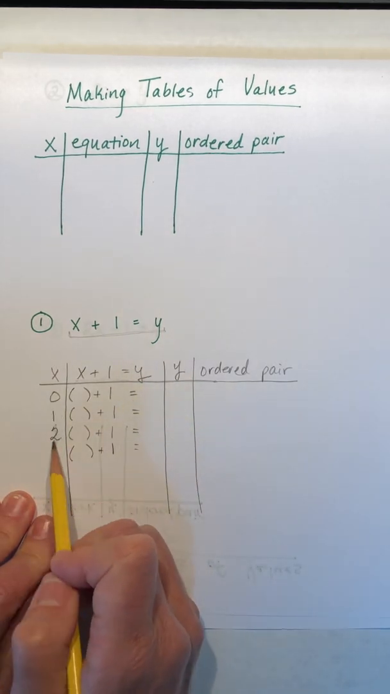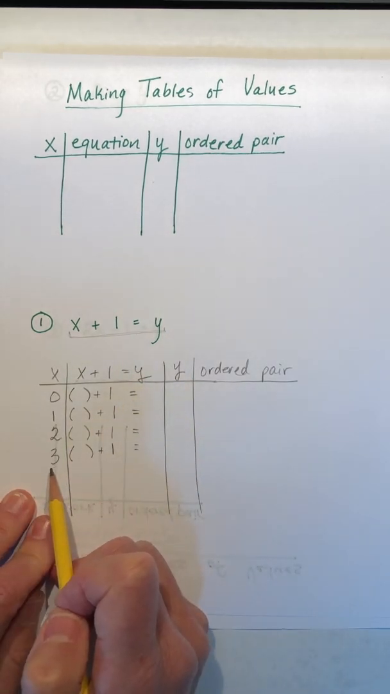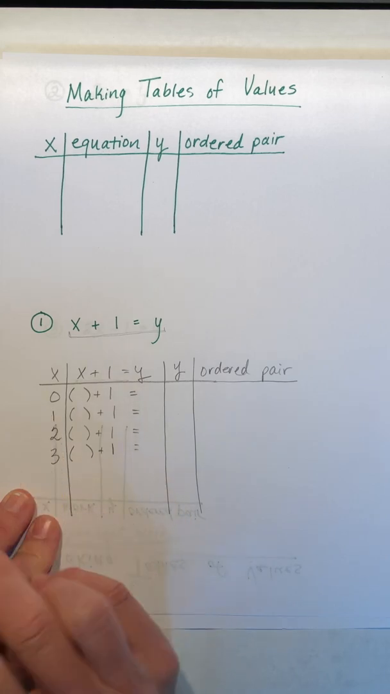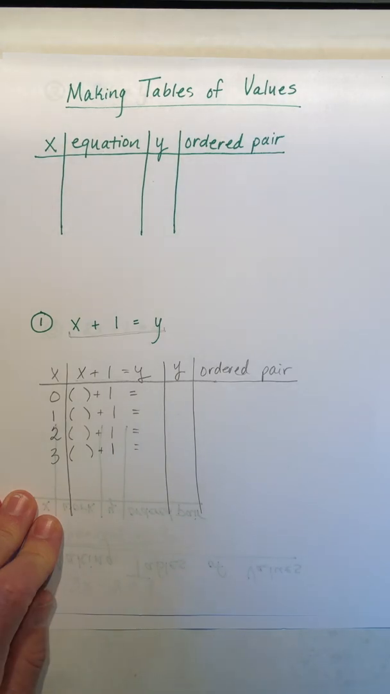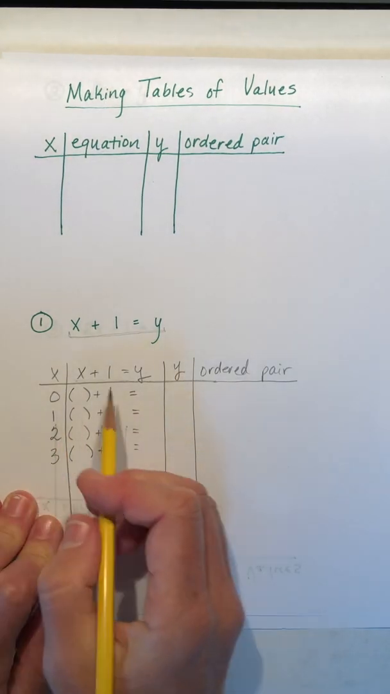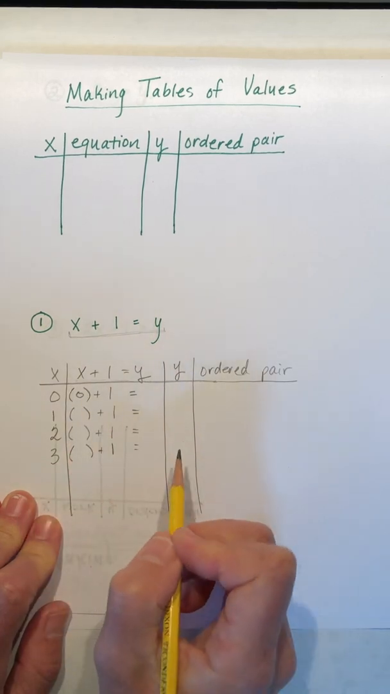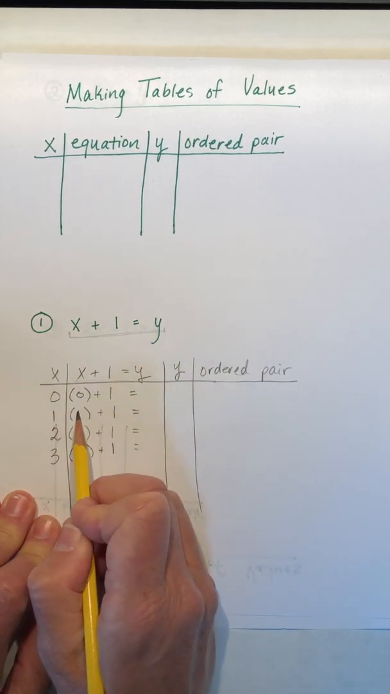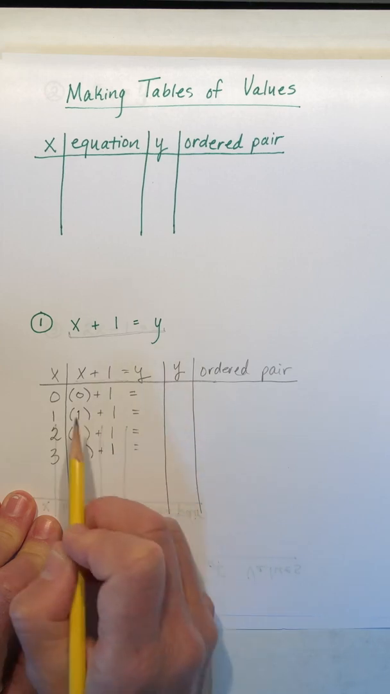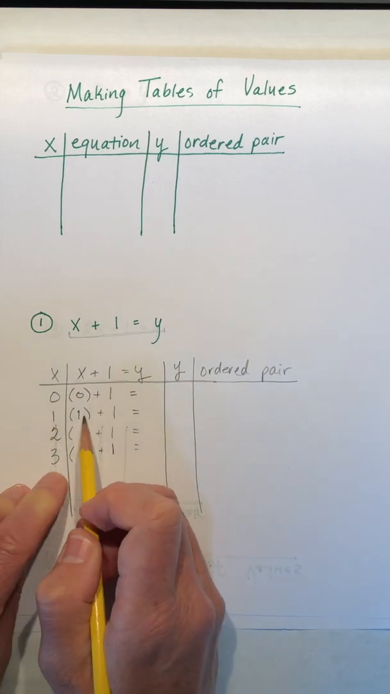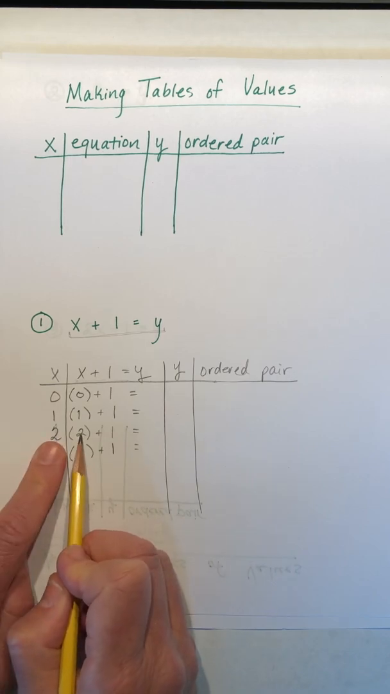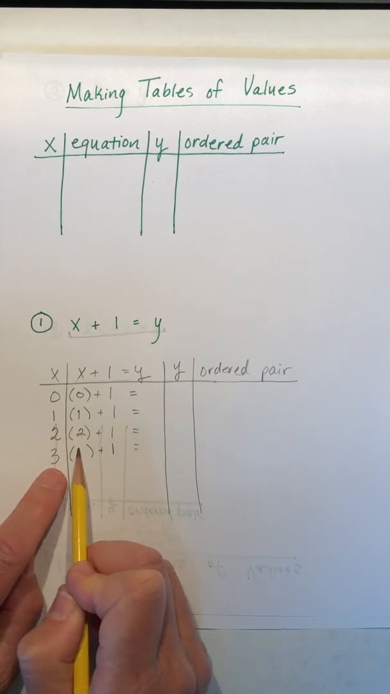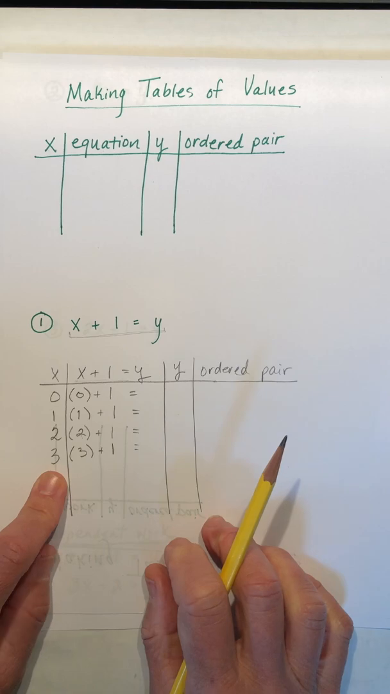So where did I get these? I could have chosen any numbers I want. I like these because they're easy numbers to work with. But there's an unlimited number of numbers, obviously, in the world, and we could choose any of these. So the first one I'm going to try 0. My second try, I'll use 1 as my x value. Here I'll use 2 as my x value. And here I'll use 3 as my x value.